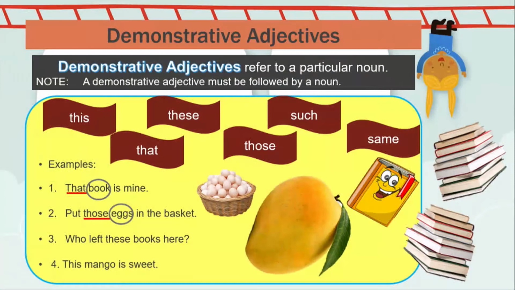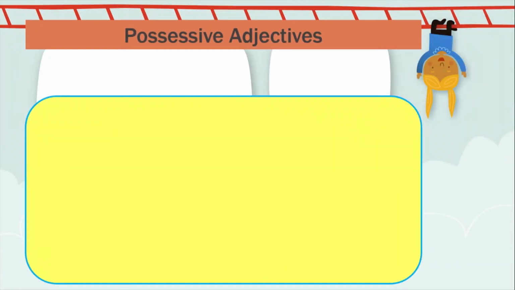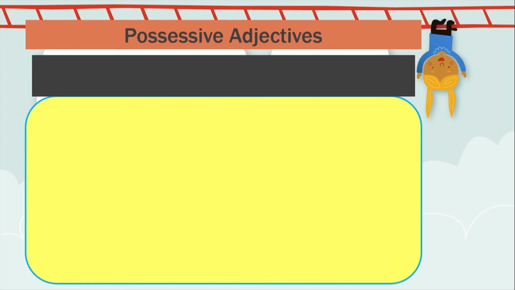So there we have it again. That and book, those and eggs, these and books, this and mango. Now we're going to look at a different type of adjective. Now don't be afraid. Take them down and you can go and do some more research to make sure that you remember each and every one. We're trying to go through all so you can remember as much as possible.